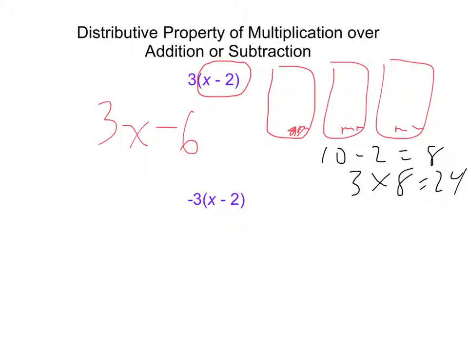me 24. Or I can come over here to the simplified expression, the 3x minus 6, and I can say that those 3 full bags would have been 30, but 6 of them are missing, they've been eaten, and altogether that's 24. So it works both ways.